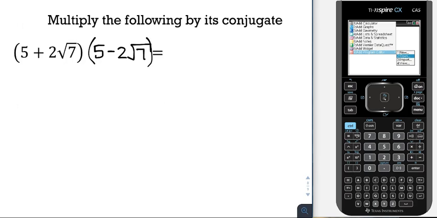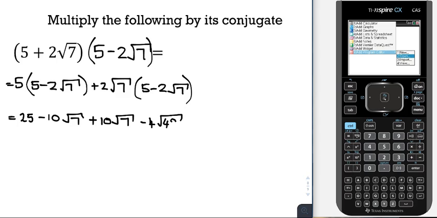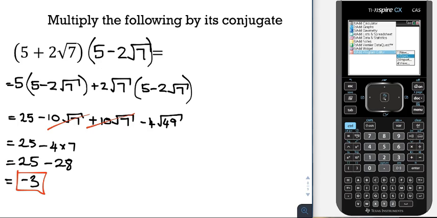This one here, we have to create the conjugate ourselves. So 5 plus 2 root 7, 5 minus 2 root 7. So we have ourselves a conjugate pair, and then multiply these together using the distributive property. When we go through and do this, we're again going to have those two middle terms cancel each other out, and then the last term will be a surd squared, so a rational number. So we're going to have 25 minus 4 times 7, which is going to give us a result of negative 3.